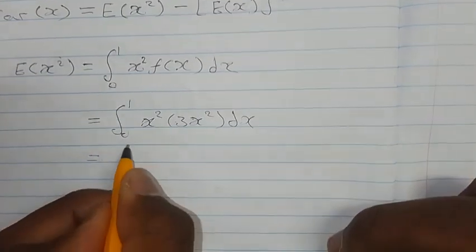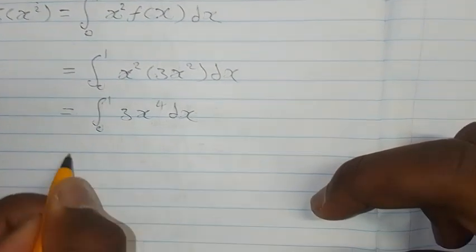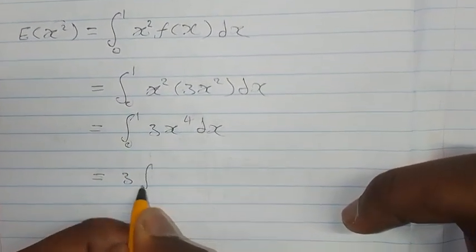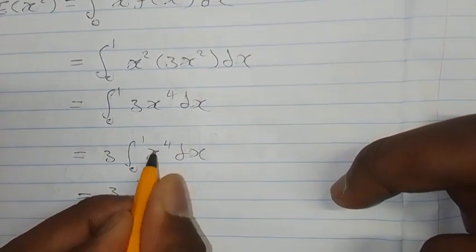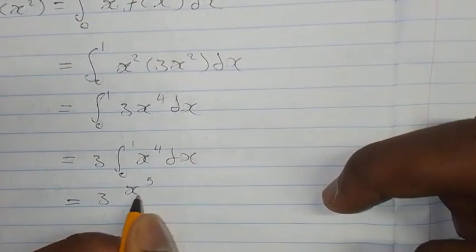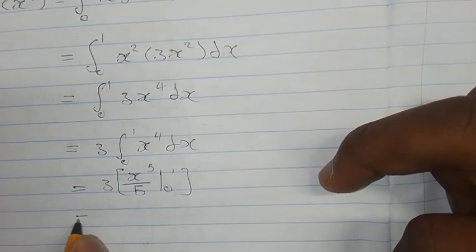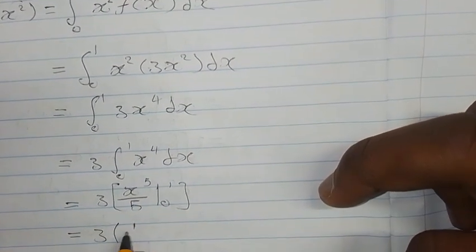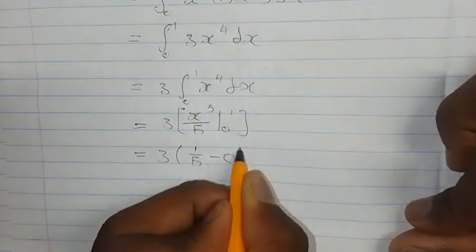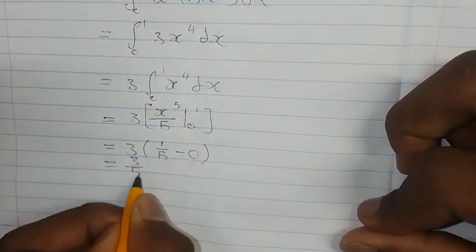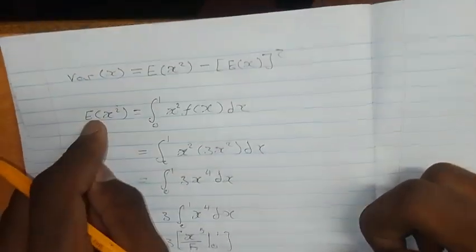Then we can do the algebra, multiply in, and we have 3x to the fourth dx. So we can take the 3 outside and integrate that. The integral of x to the fourth is just going to be x to the 5 divided by 5, and we integrate that from 0 to 1. So we have 3 times 1 to the 5, which is 1, divided by 5, and 0 to the 5 is 0, divided by 5 is just 0. So we end up with the expected value of x squared.